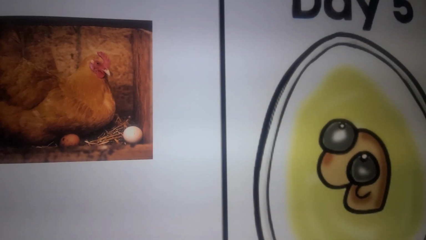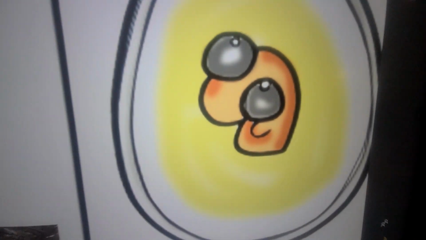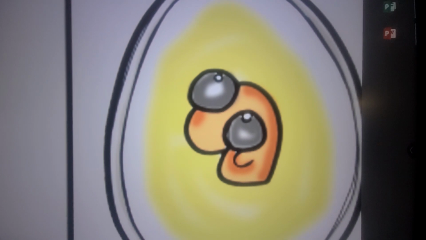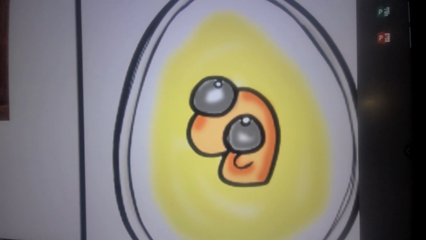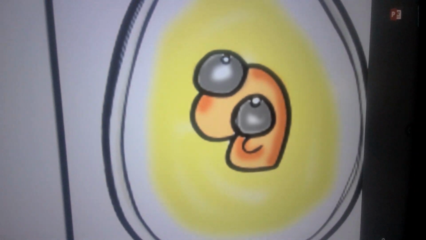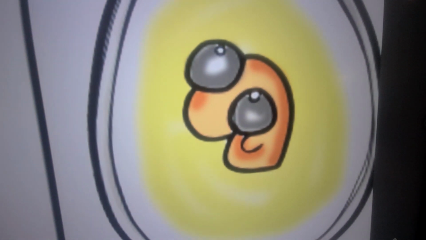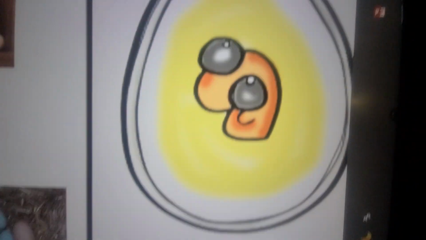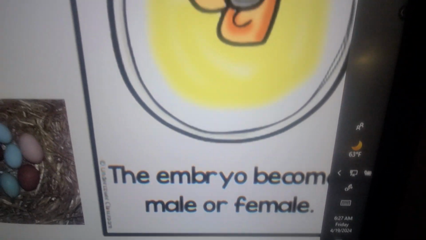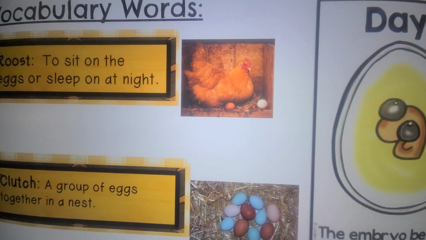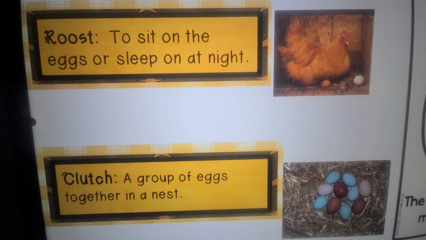So as we look at today, day 5, this is the growth. And remember yesterday when we candled for the first time and we saw that black dot inside the egg? That black dot is one of the eyeballs and the size of the chicken body around it. Today, what happens on day 5 is that the embryo becomes male or female. The two words that you'll use in your writing today are roost and clutch.